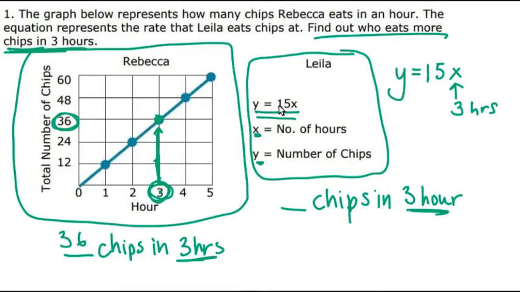If it's 1 hour, it'd be 15 times 1. If X was 2 hours, 15 times 2. Okay, so I'll replace the X with a 3 because I'm looking for 3 hours, and X is the number of hours. So Y equals 15 times 3. 15 times 3 is 45. So if Rebecca eats 36 chips in 3 hours, Layla eats 45 chips in 3 hours.